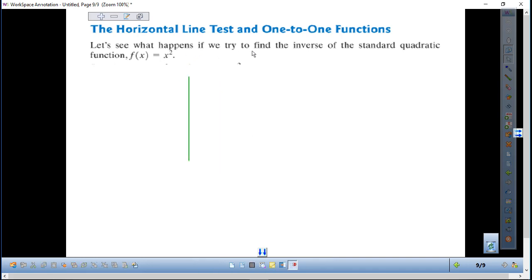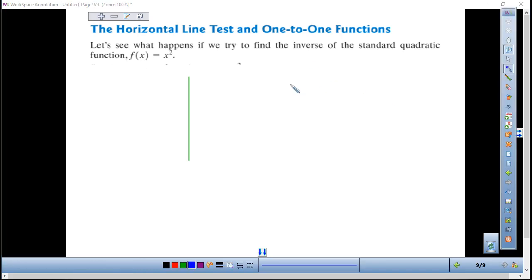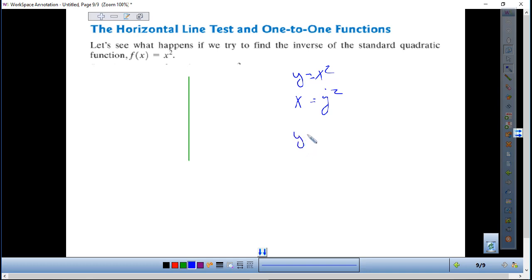Now, let's see what happens if we try to find the inverse of the standard quadratic function f of x equals x squared. Well, we're going to have y equals x squared. I'm going to swap those two. Oops, sorry. X equals y squared. Then we're going to solve for y, and we're going to end up with y is equal to, when we take the square root, that's where we have the whole plus or minus thing.